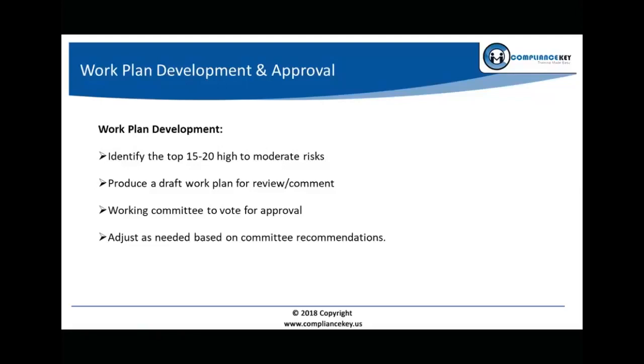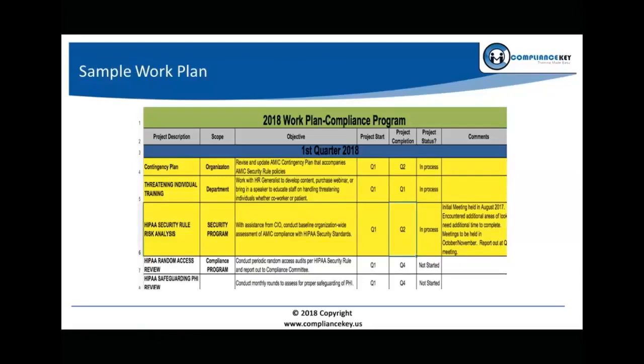There's a number of different ways you can go about setting up a work plan document. I just produced here a generic work plan based on an Excel spreadsheet. You can break this down by quarter, list the description and what the scope is. Does this apply to the whole organization, or is it just departments of the organization? What your particular objective or goal is going to be, and when you anticipate starting and completing it.